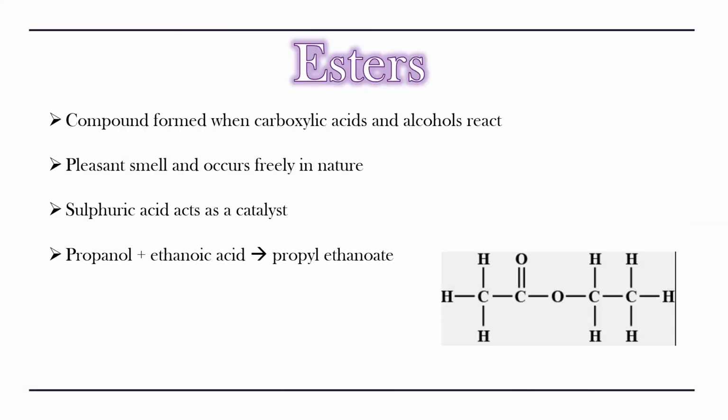An ester is a compound formed when a carboxylic acid and an alcohol react. This is the most difficult compound. Esters have a pleasant smell and occur freely in nature. Sulfuric acid acts as a catalyst. This is an example of an ester formation. Propanol, being an alcohol, is added to ethanoic acid, which is a carboxylic acid, which forms an ester, which is propyl ethanoate. Here is an example of an ester.